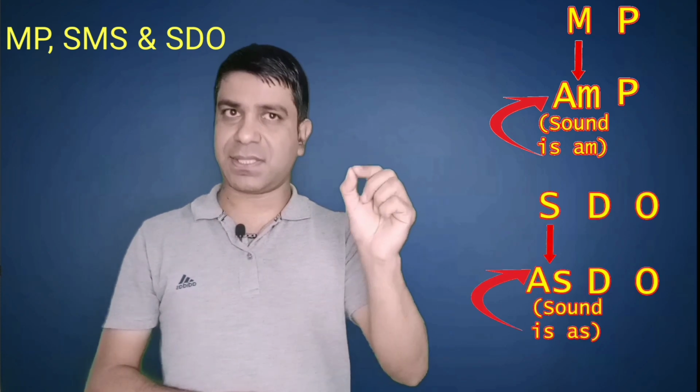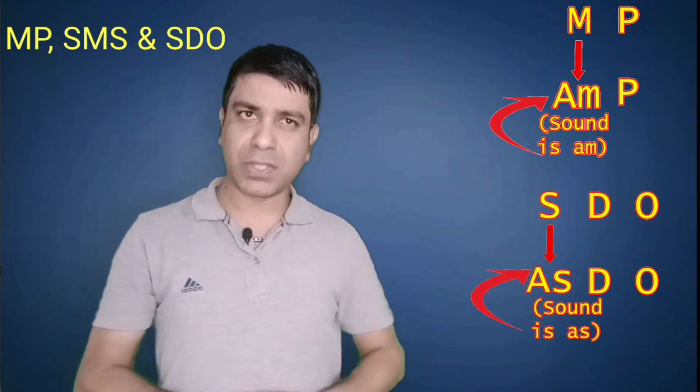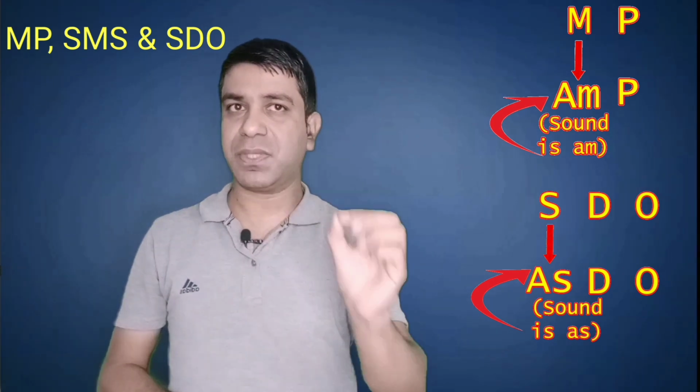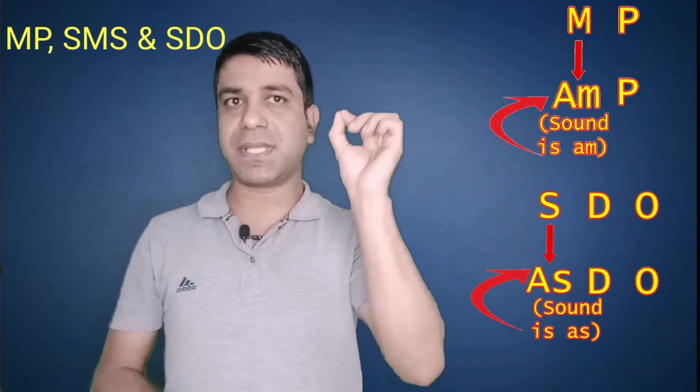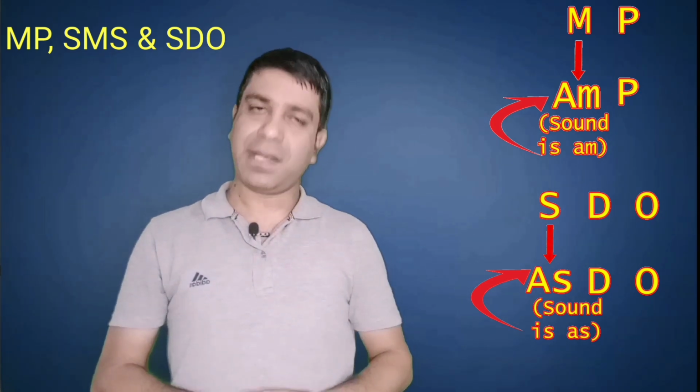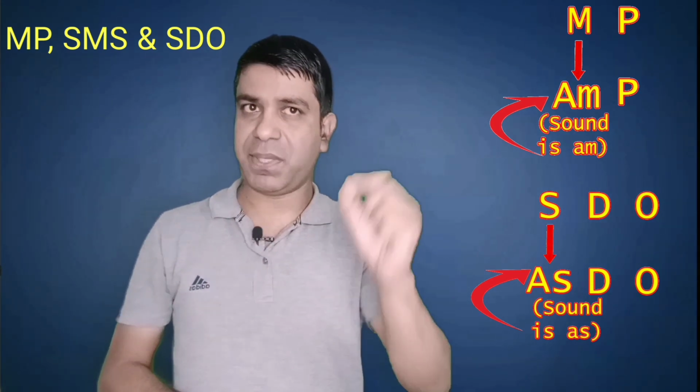The same process follows when we talk about MP and SMS as well. M is pronounced as "em", the first sound is a vowel, and S of SMS is also pronounced as "es". The first sound that comes when you pronounce S is a vowel. So it is right to say an SMS and an MP.